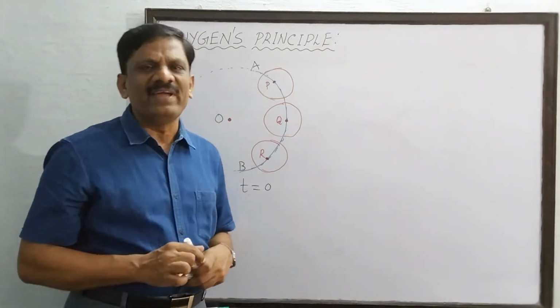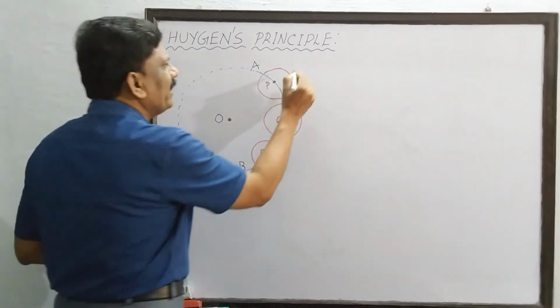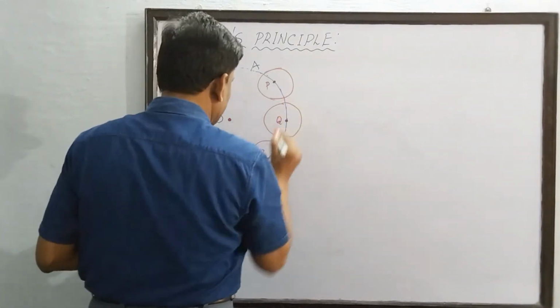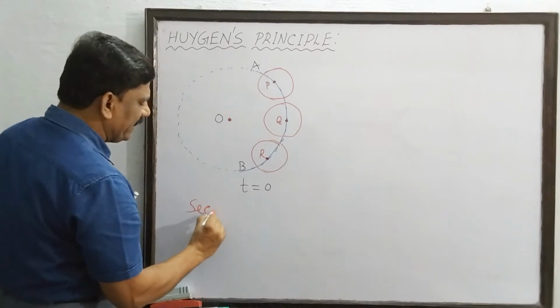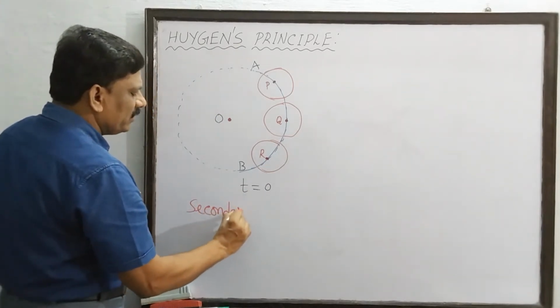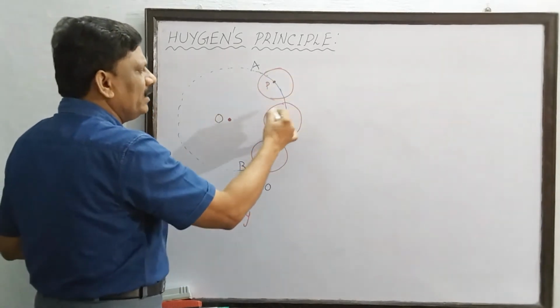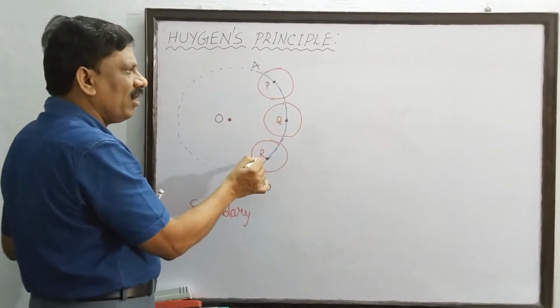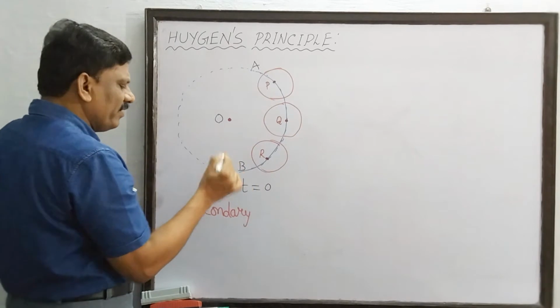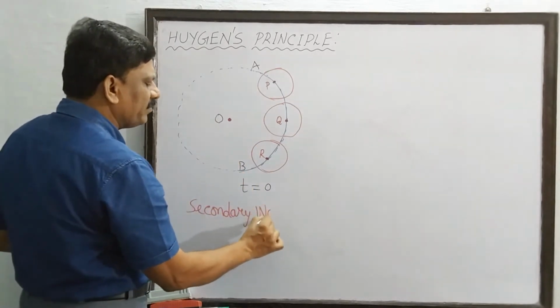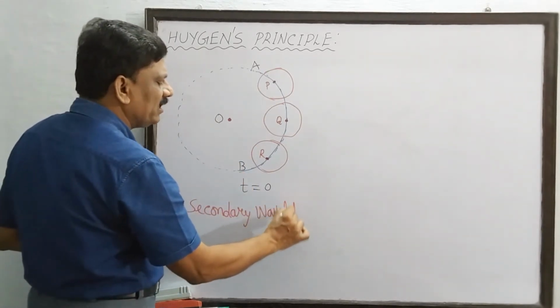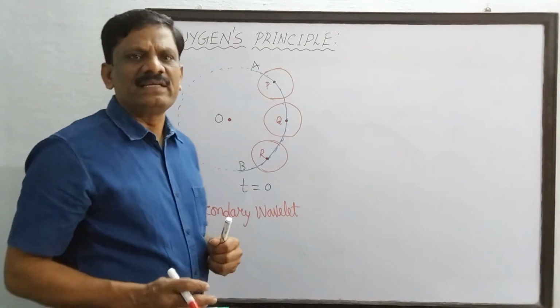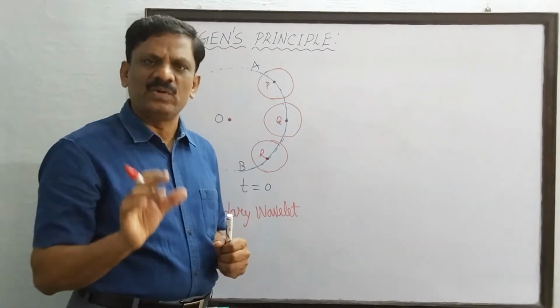They are called wavelets, and I give the name secondary. They are called secondary wavelets. So these smaller spheres emitted by the points P, Q and R located on the given wavefront AB are called by the name secondary wavelet. So a wavelet is a small wavefront only.